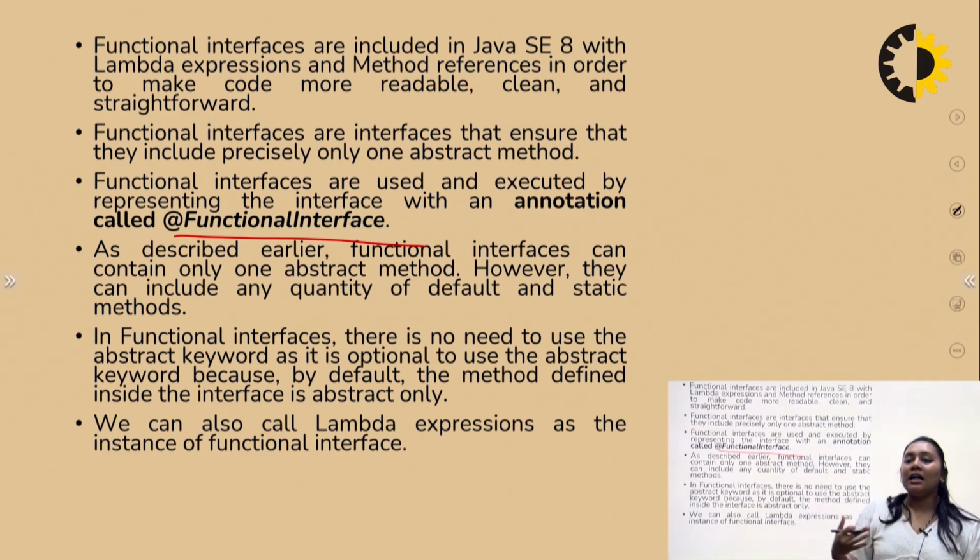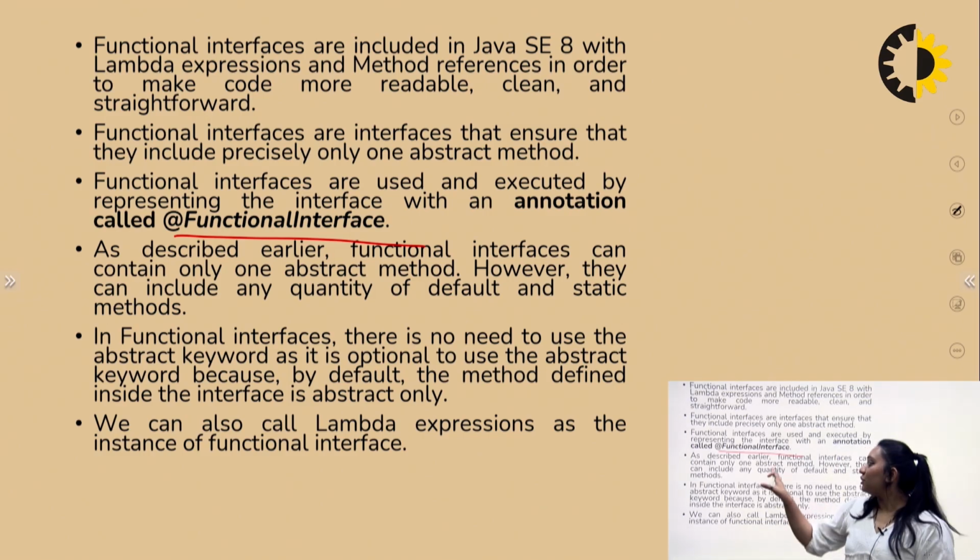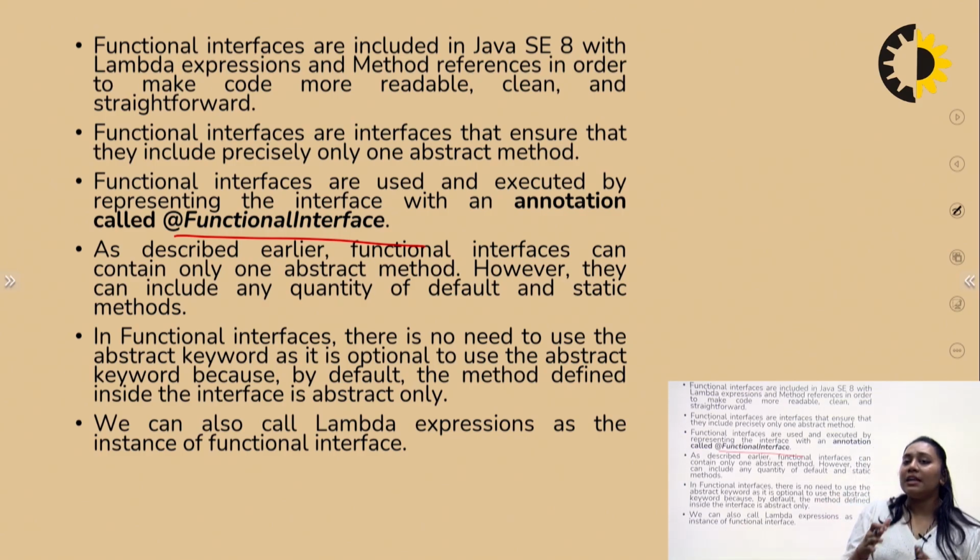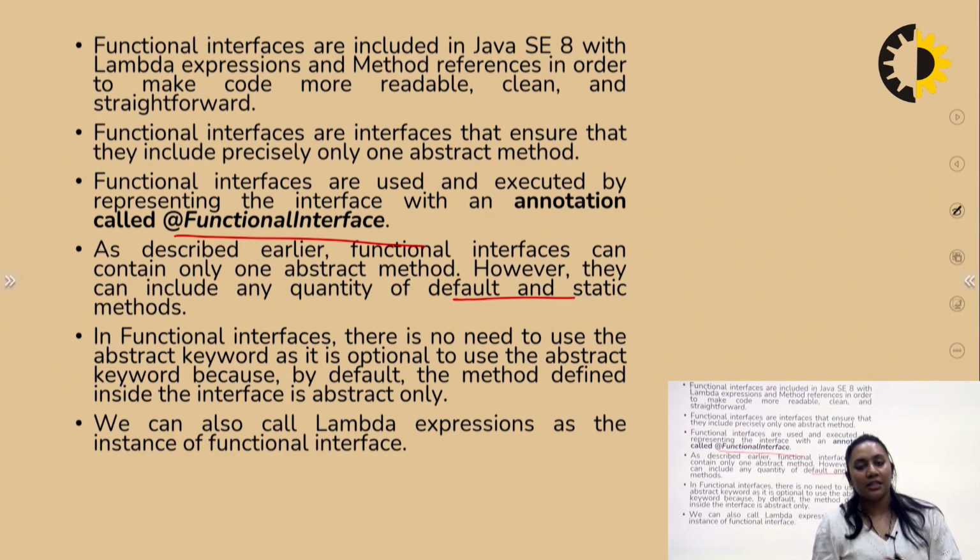Now, the functional interface can contain only one abstract method. However, it does not restrict the quantity of static methods and default methods, right? There is no need to use the abstract keyword. It is optional, because by default the method is defined as abstract only.